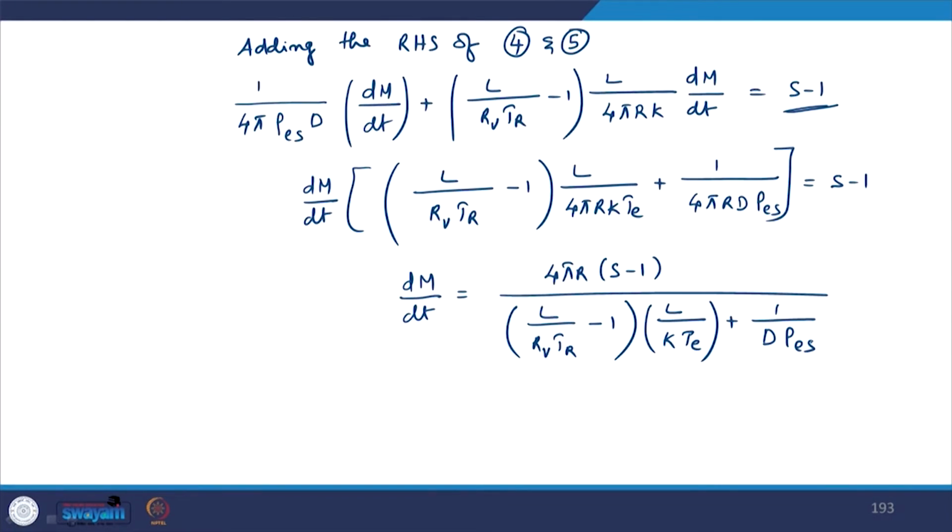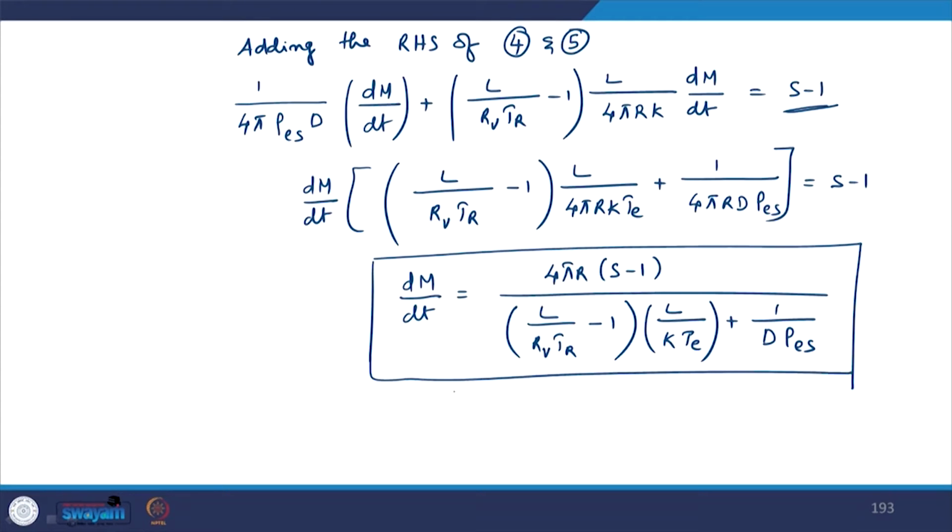So, what is M anyway? Let us say this is an important equation. M is the mass of the droplet. M can be written as 4 by 3 pi r cube times the density of the liquid. Mass is density times volume. So, this is the volume of the droplet, mass of the droplet, and the density, which is of course the density of the liquid.